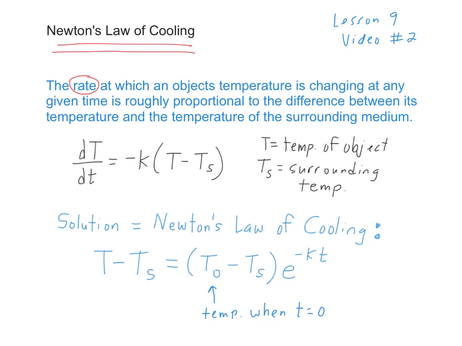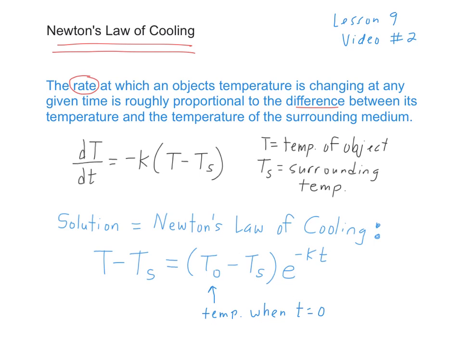The rate at which an object's temperature is changing at any given time is roughly proportional to the difference between its temperature and the temperature of the surrounding medium. So think of it as a cup of soup left to cool by the surrounding air. The surrounding air temperature has an effect on how long it takes for the current temperature to match the surrounding temperature.